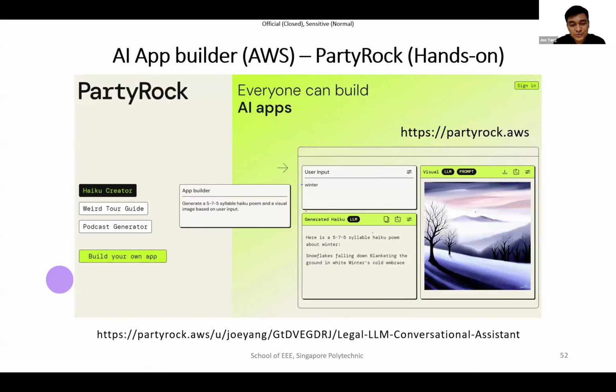Okay, I want to introduce you to a platform called PartyRock. This platform really attracted me because it's free and open source, and you can instantly create mobile apps using PartyRock.